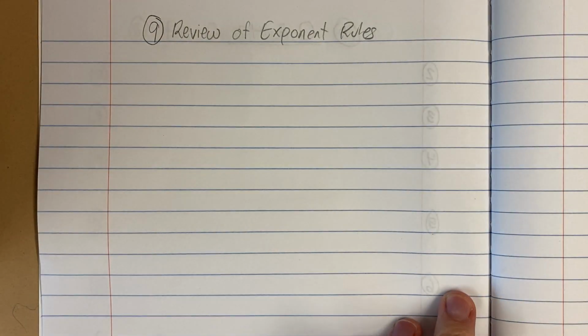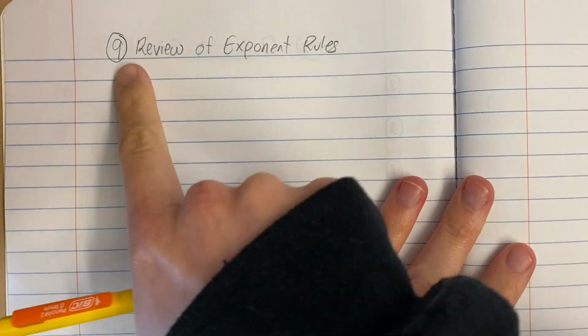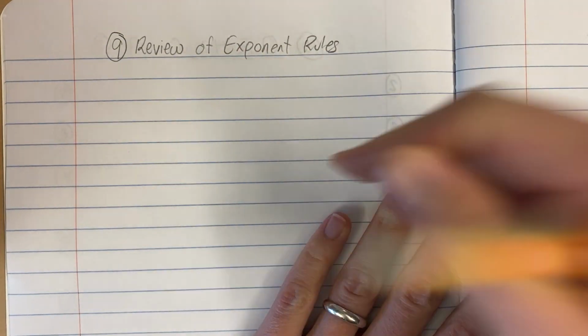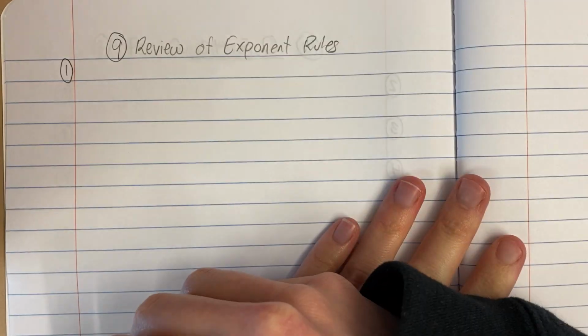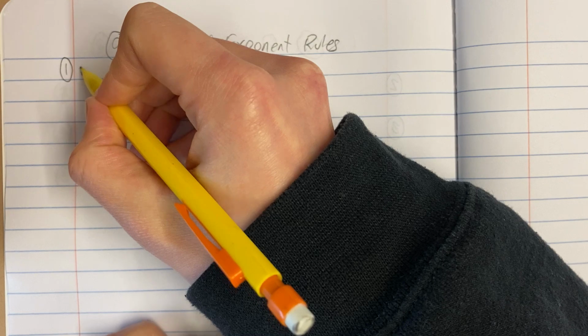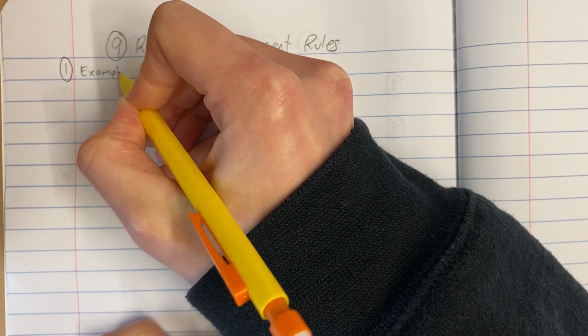All right, I am on page 14. And on page 14, you're going to write "review of exponent rules." Okay, here we are in question 1, and I'm going to do some examples.